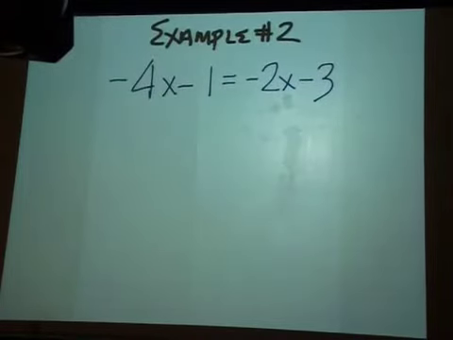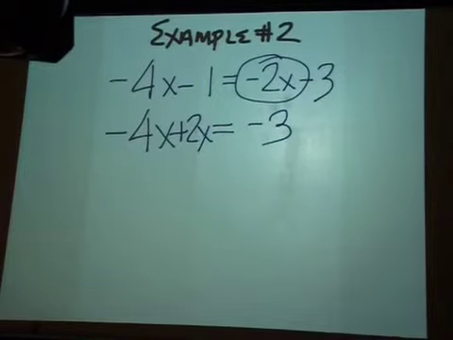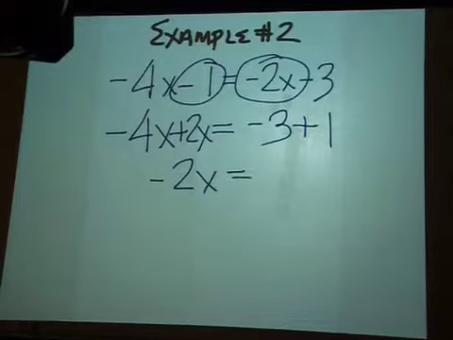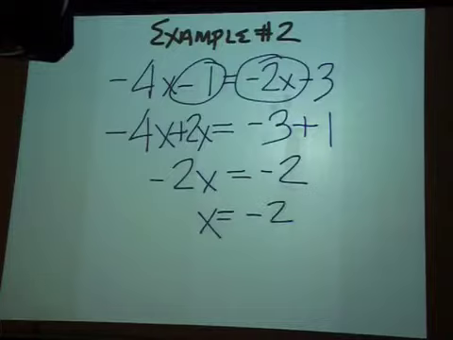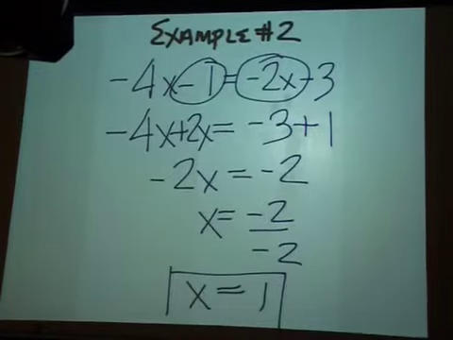Negative 4x minus 1 equals negative 2x minus 3. Keep the negative 4x on the left and the minus 3 on the right. Move the negative 2x to the left, make it plus 2x, and move the minus 1 to the right, make it plus 1. Negative 4x plus 2x is negative 2x. Negative 3 plus 1 is negative 2. Divide negative 2 by negative 2 to get positive 1.